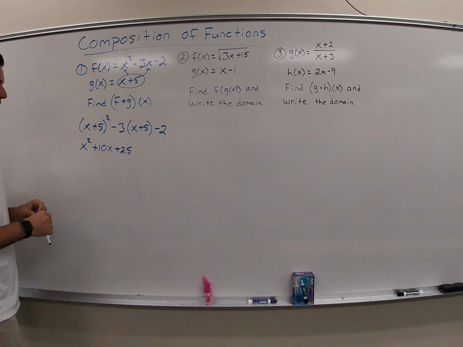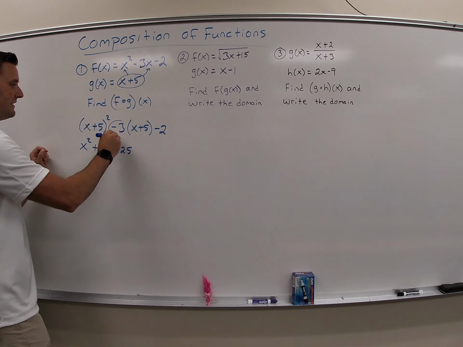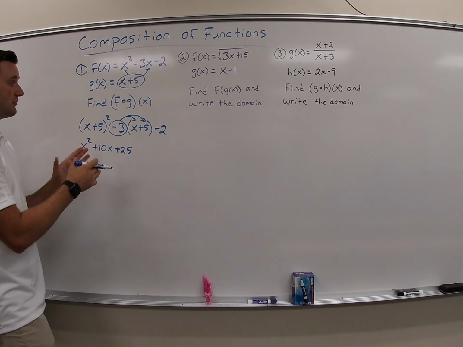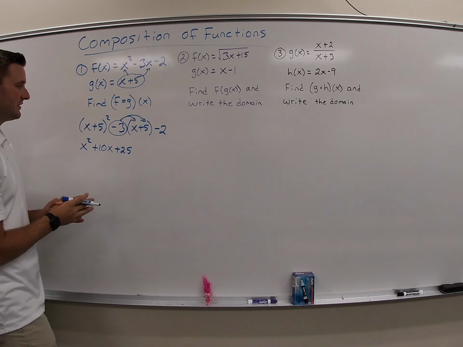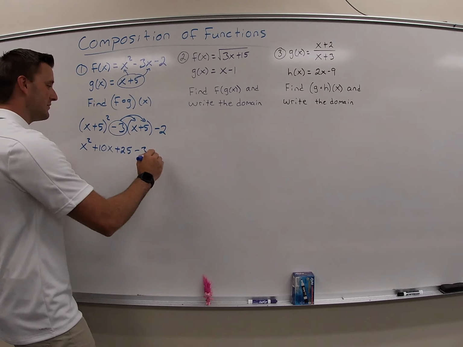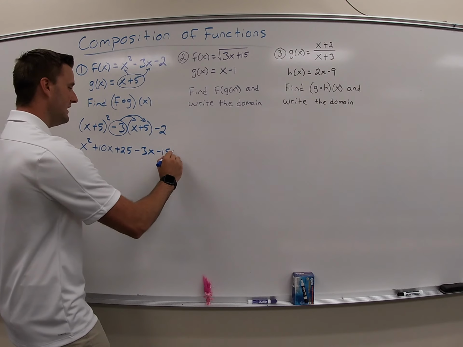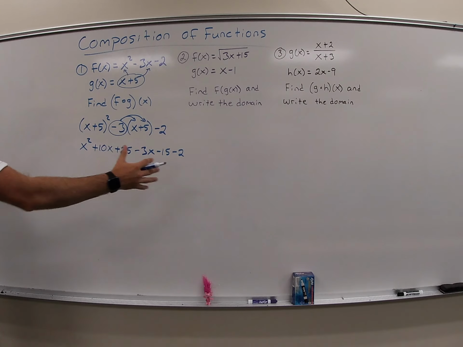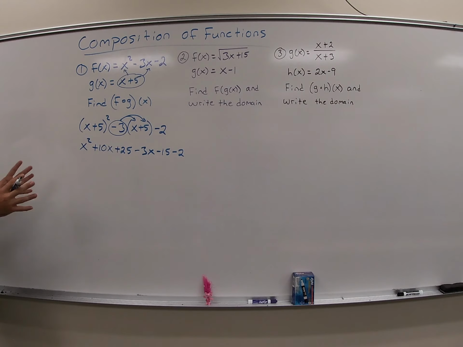Finally, we have this negative 3 being distributed to each term on the inside of the second set of parentheses. So negative 3 times x is a negative 3x. Negative 3 times 5 would give us negative 15, and we still have that minus 2 out here on the end. Now, amongst all of our terms, we have 6 terms here. We're just looking for like terms. I don't have any other x squared, so I'm going to bring that straight down.